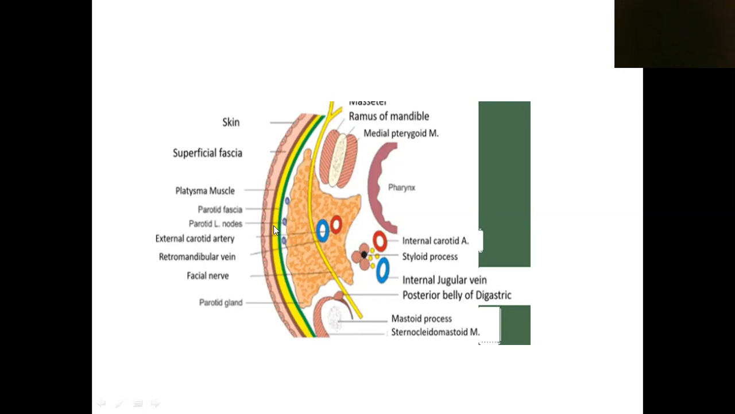So everywhere it is the same arrangement: skin, superficial fascia, deep fascia. Here the deep fascia has a peculiar name, the parotid fascia.